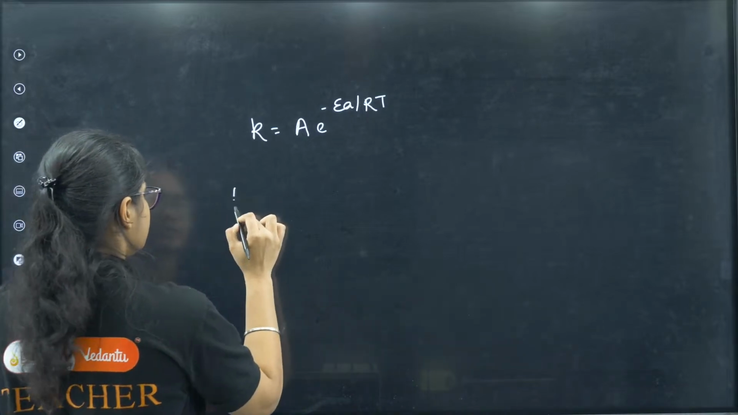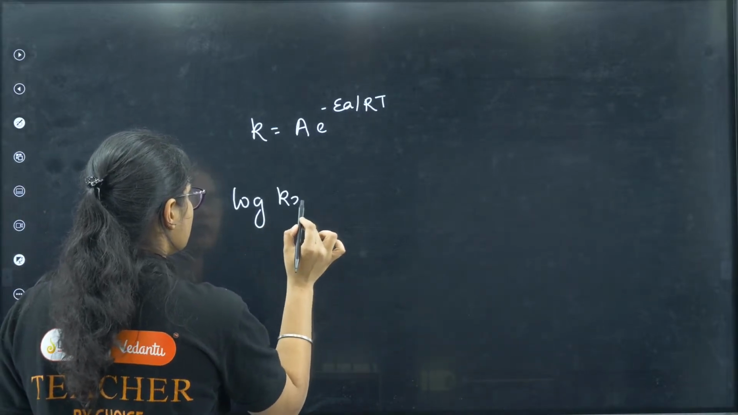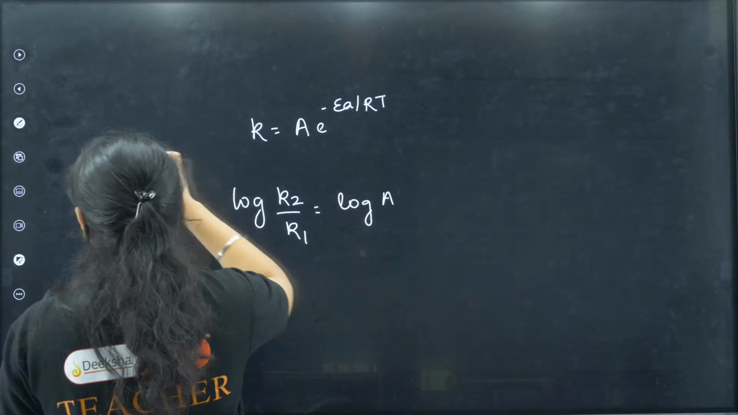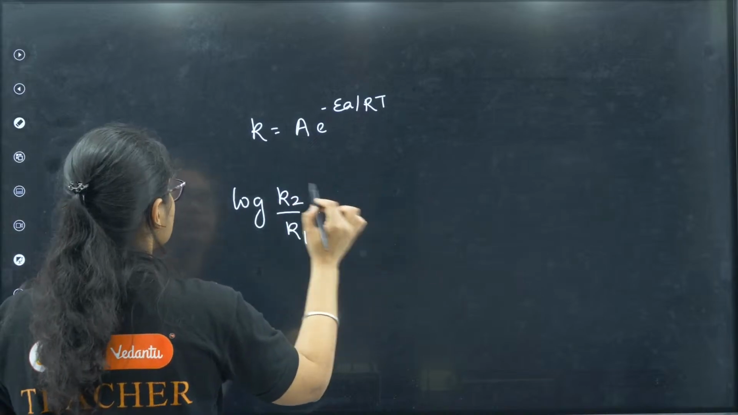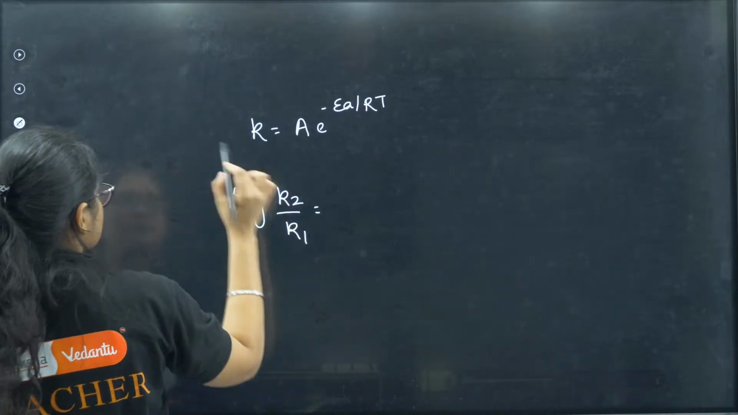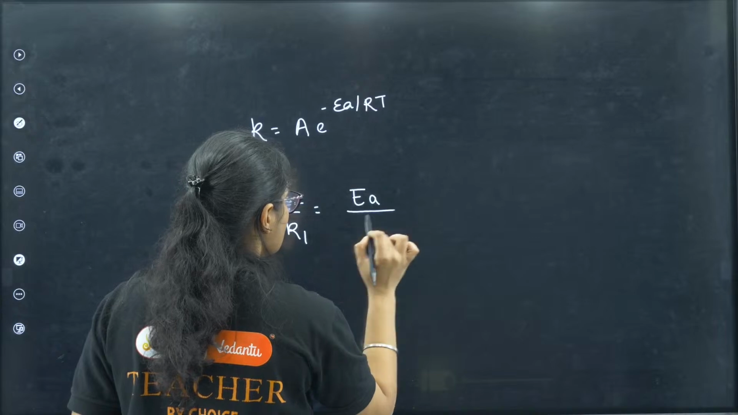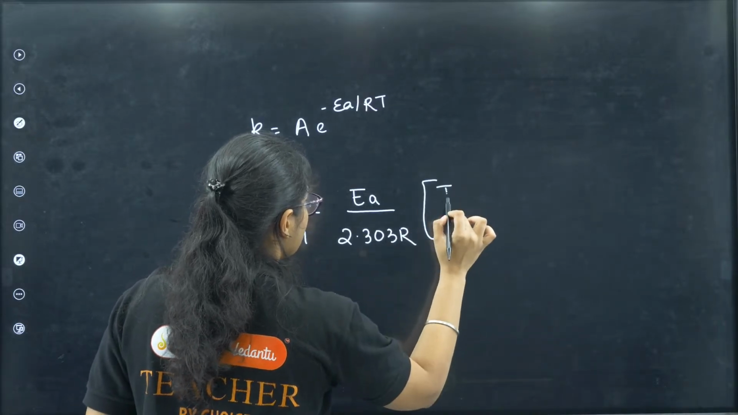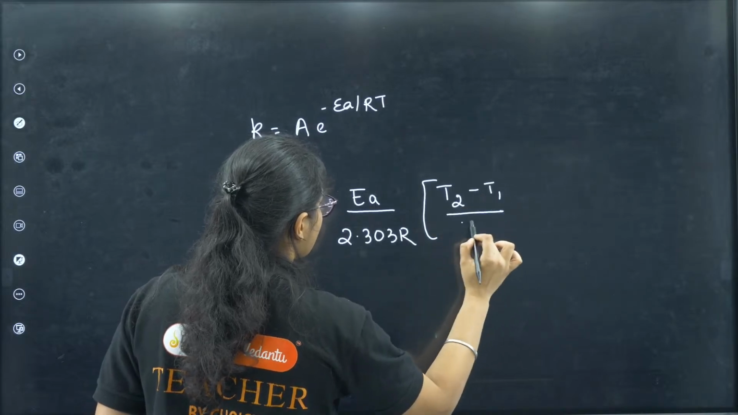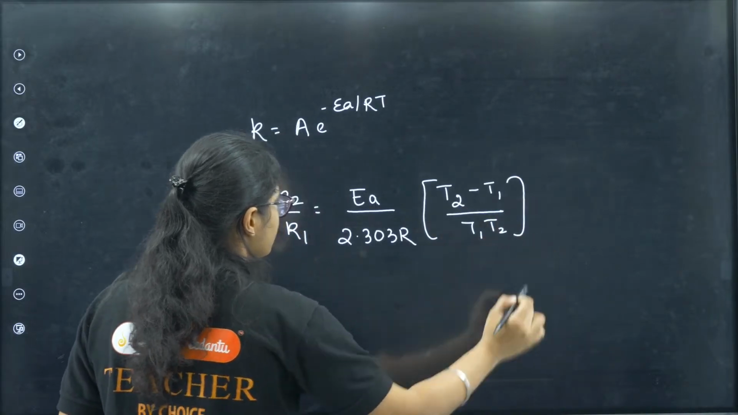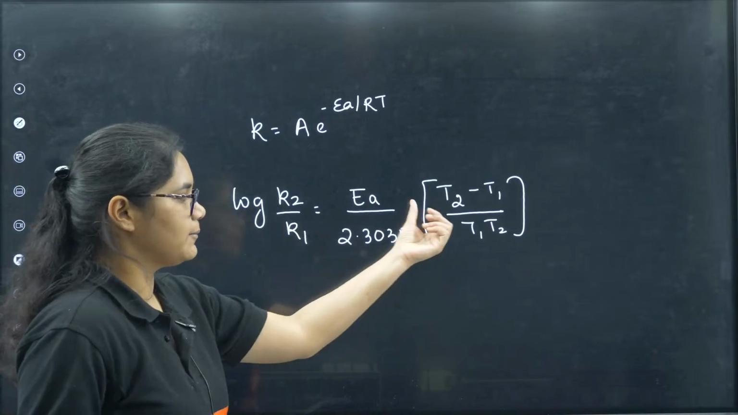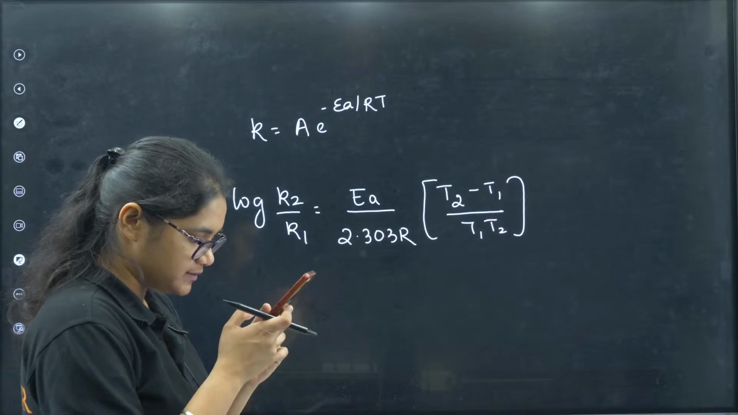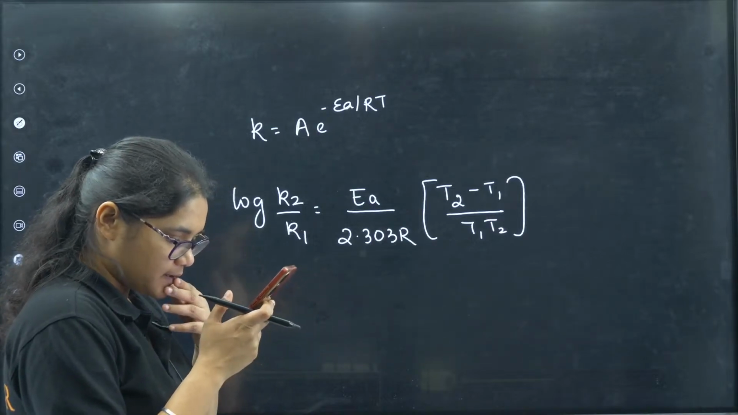And one more question: log K2 by K1 is equal to EA by 2.303 R into T2 minus T1 by T1 into T2. So here K values will be given, temperatures will be given, and you have to find mostly the activation energy. Such types of questions are generally asked.